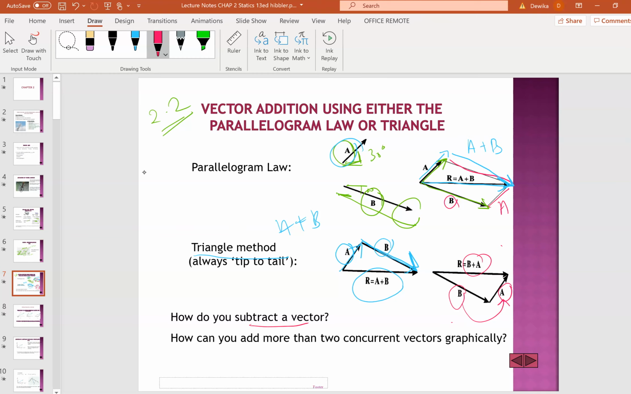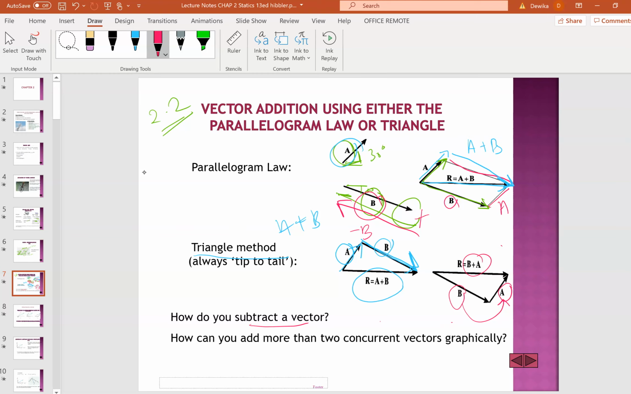Now, how do you subtract vectors? You subtract vectors by rearranging the arrow. If B in this direction is positive, then B in this direction will be negative. You use the same method, but you rearrange them, so you get A minus B. That is how it is done.